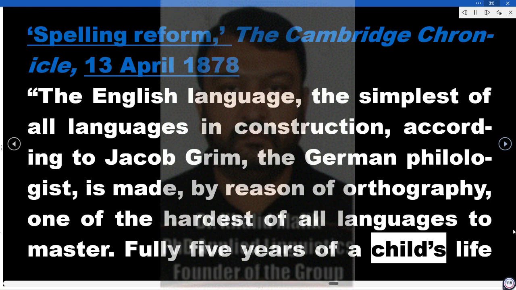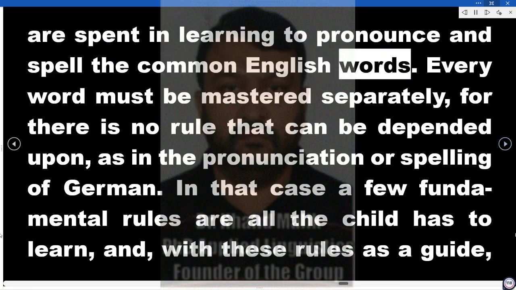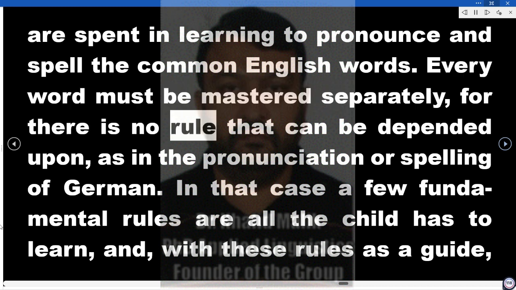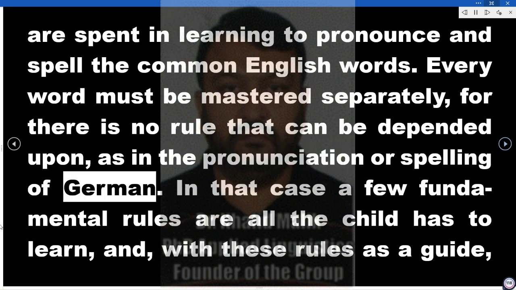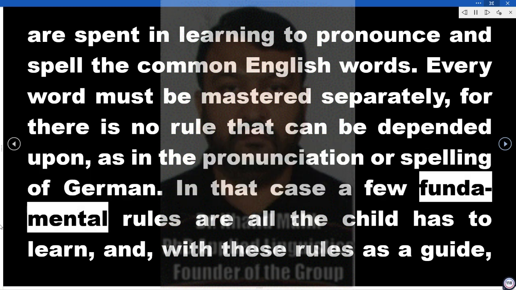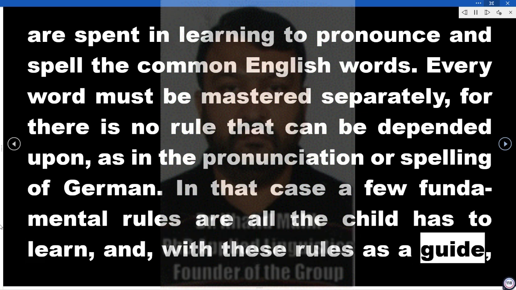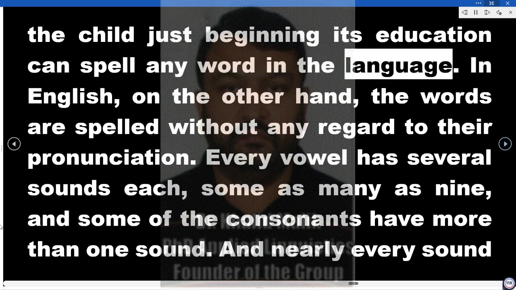Fully 5 years of a child's life are spent in learning to pronounce and spell the common English words. Every word must be mastered separately, for there is no rule that can be depended upon, as in the pronunciation or spelling of German. In that case, a few fundamental rules are all the child has to learn, and, with these rules as a guide, the child just beginning its education can spell any word in the language.